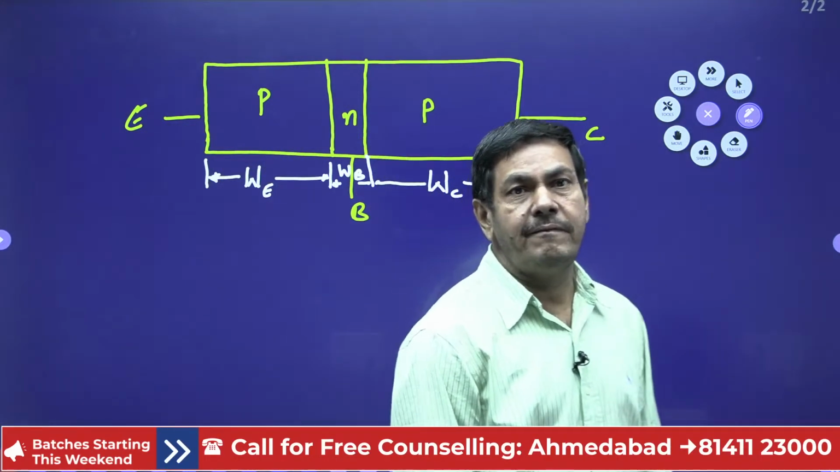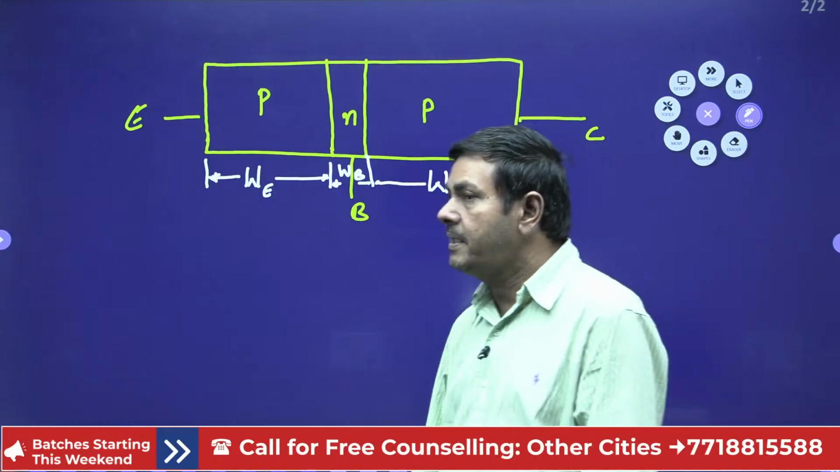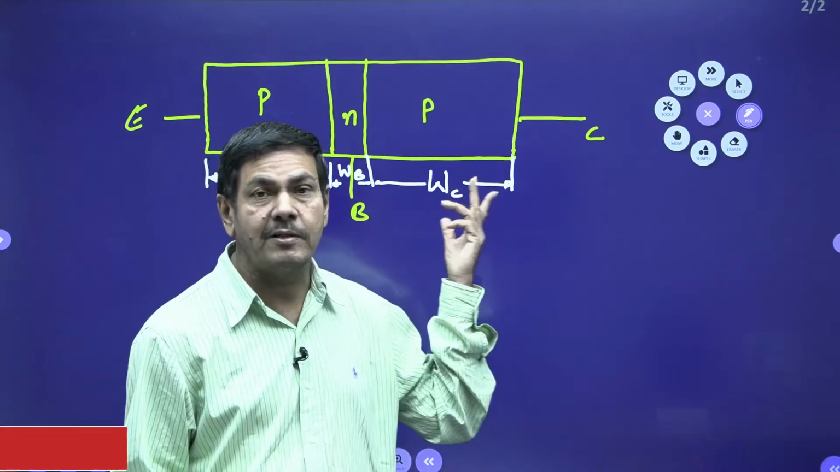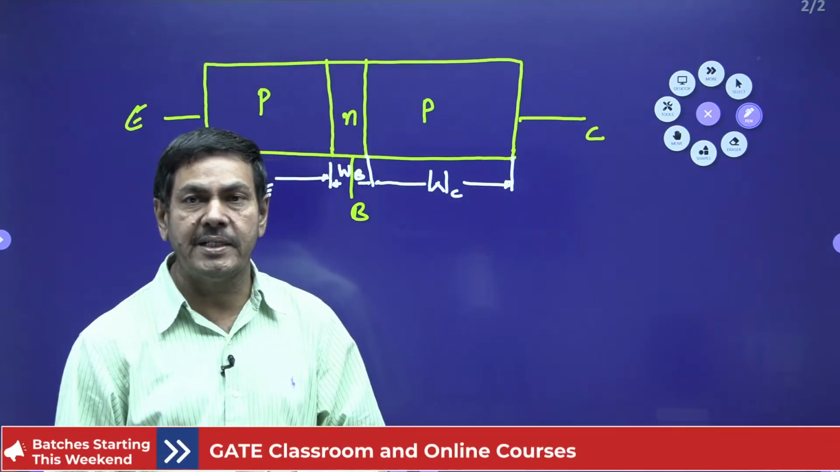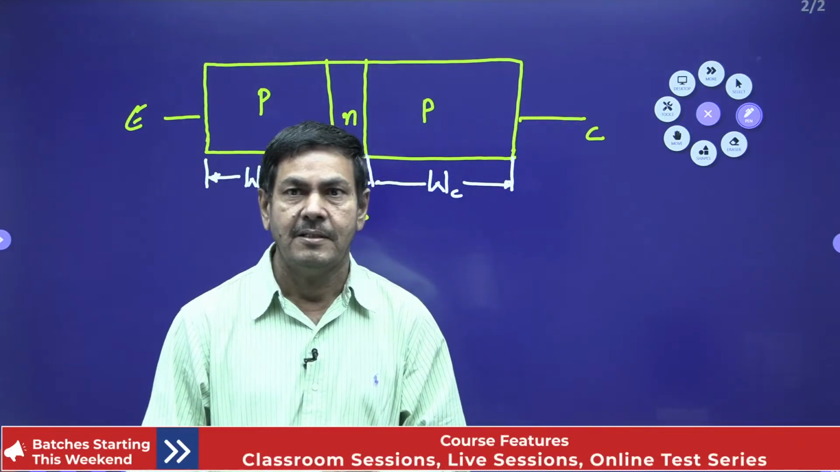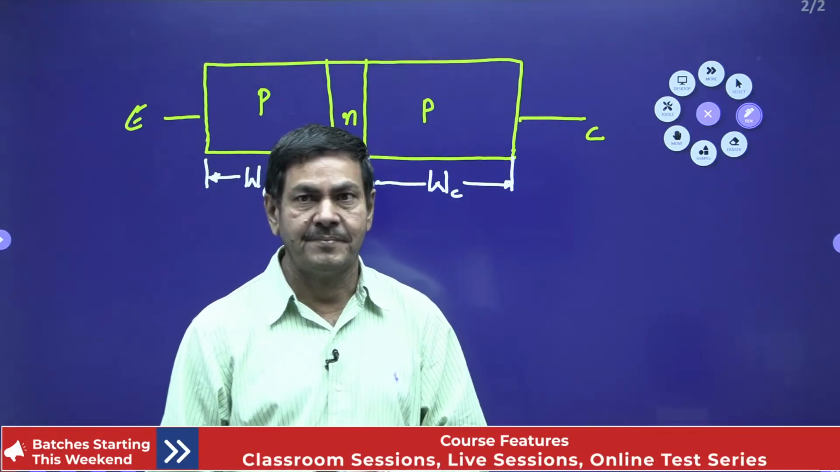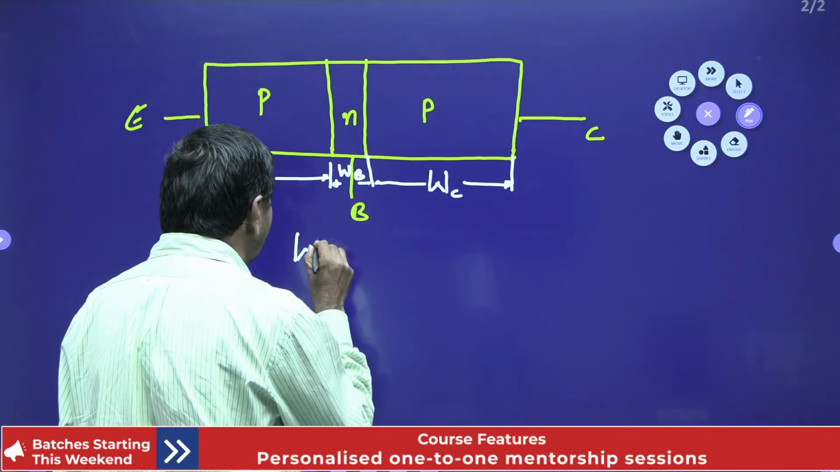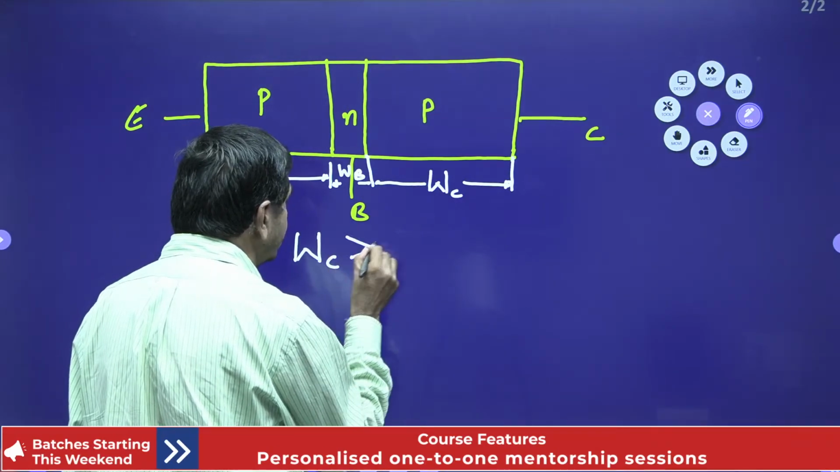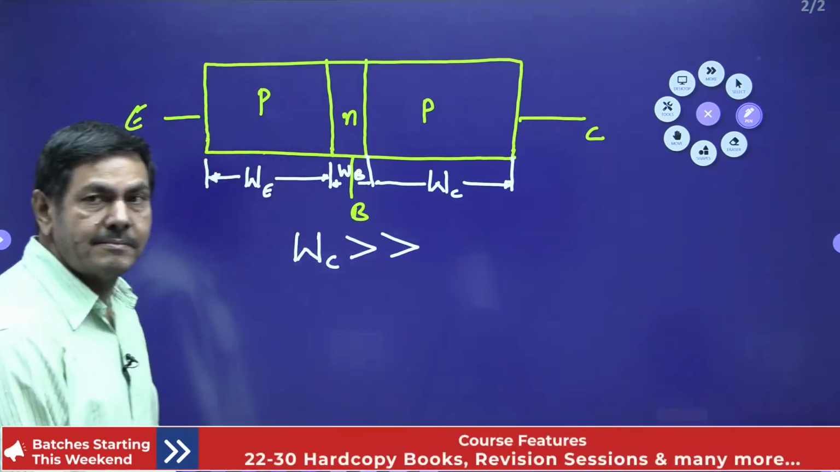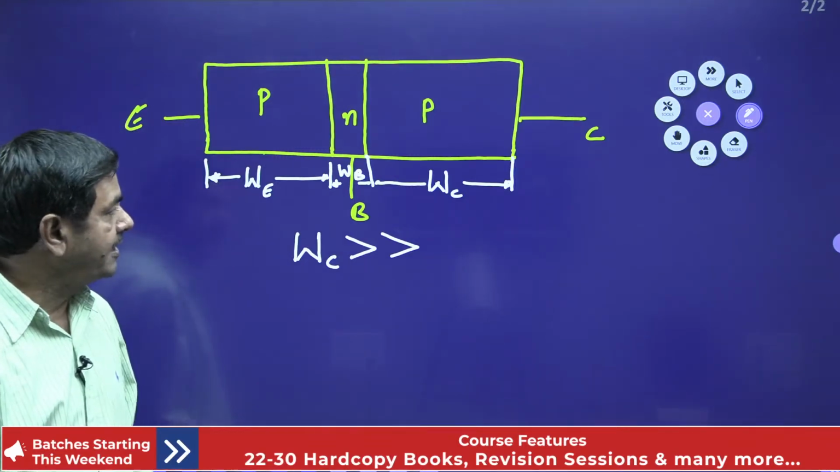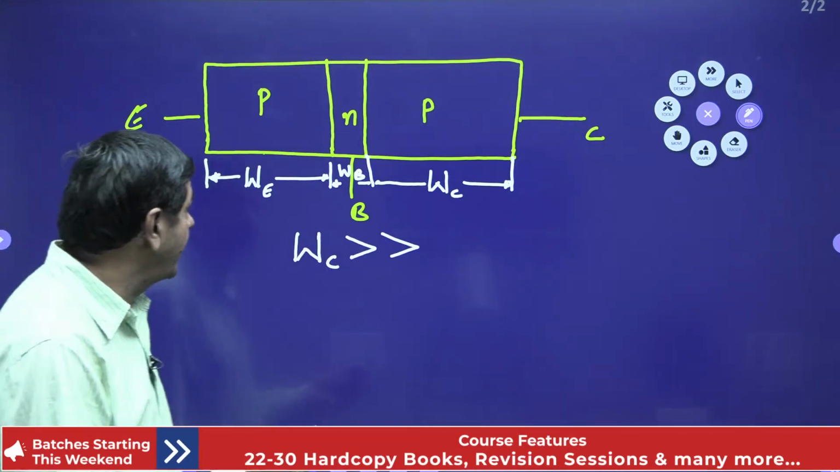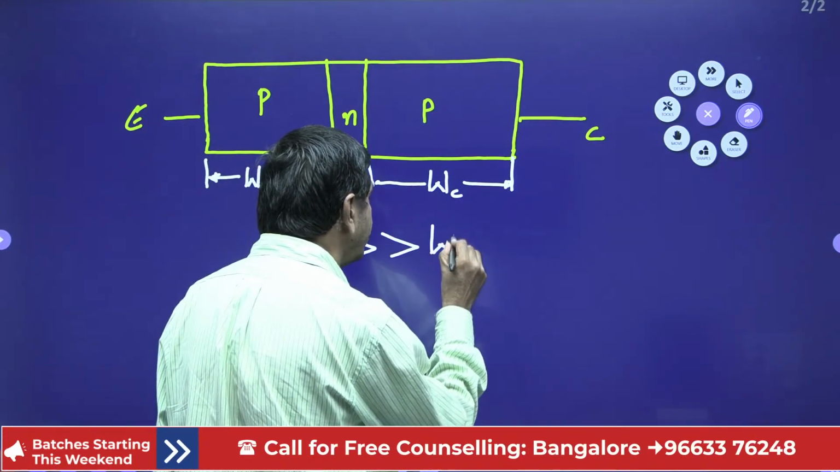But are these widths maintained equal or unequal? WC, WB, WE will not be the same. Those widths will be different. I say the collector region width is always maintained very, very large, far greater, as a practical parameter. The width of the collector region is always maintained very, very large as compared to the width of the emitter region.